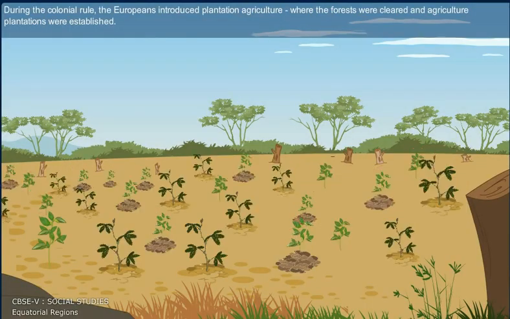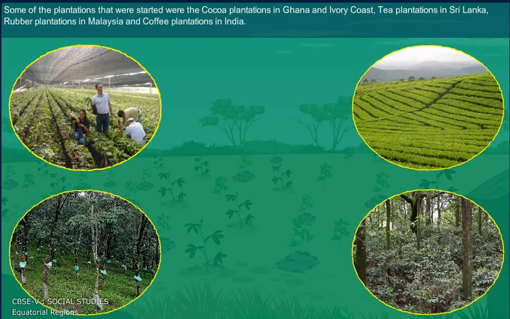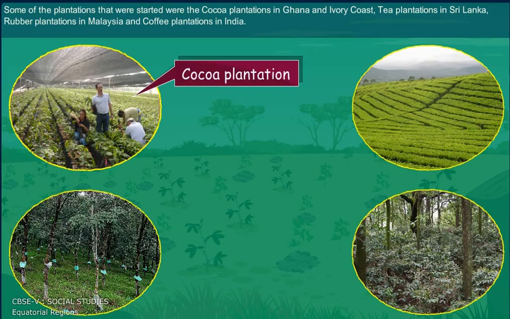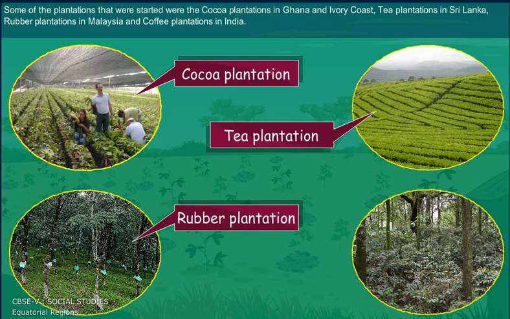During the colonial rule, the Europeans introduced plantation agriculture, where the forests were cleared and agricultural plantations were established. Some of the plantations that were started were the cocoa plantations in Ghana and Ivory Coast, tea plantation in Sri Lanka, rubber plantation in Malaysia, and coffee plantations in India.